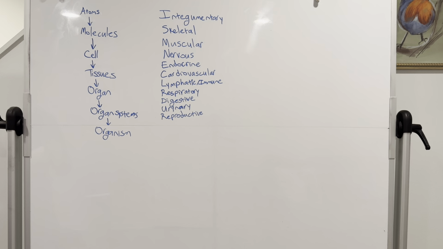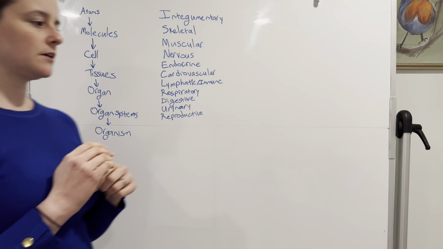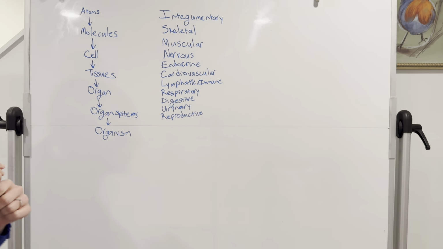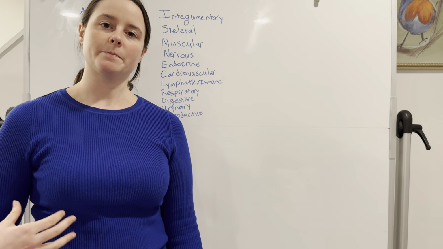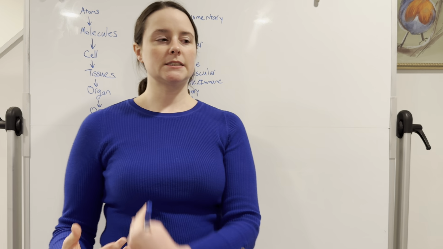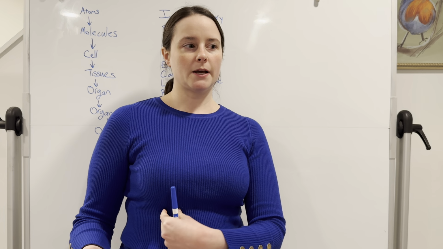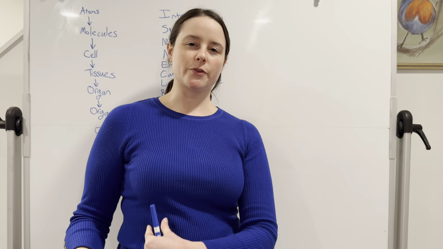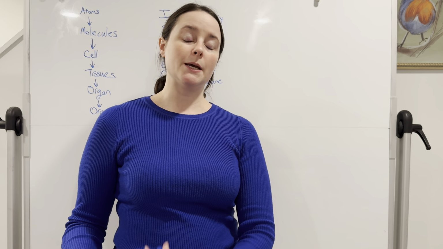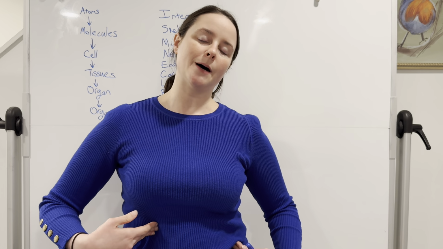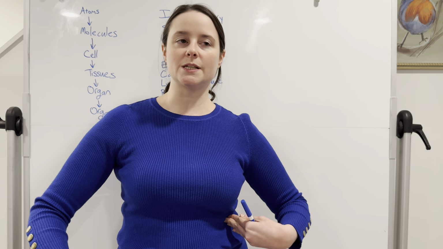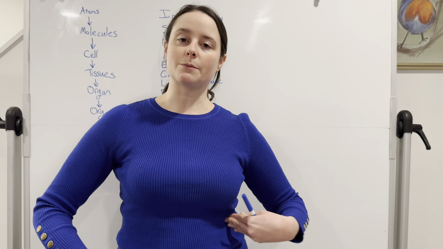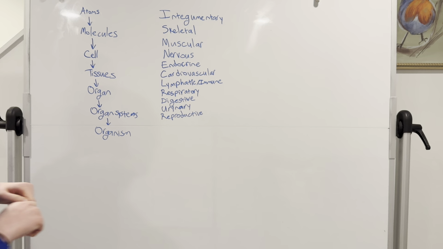So directional terms: ipsilateral and contralateral. Ipsilateral means on the same side of the body. So I can say my gallbladder and my appendix are both toward the right side, so they would both be ipsilateral. Contralateral would be on the opposite side of the body. So I could say my appendix and my stomach are contralateral because the appendix is on the right side and the stomach is on the left side of the body, okay?